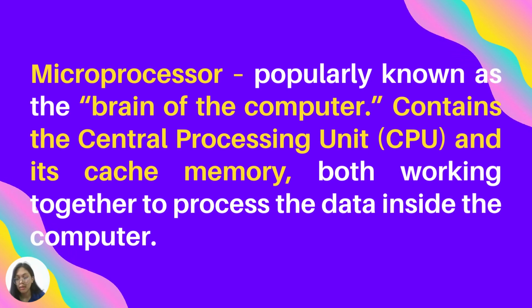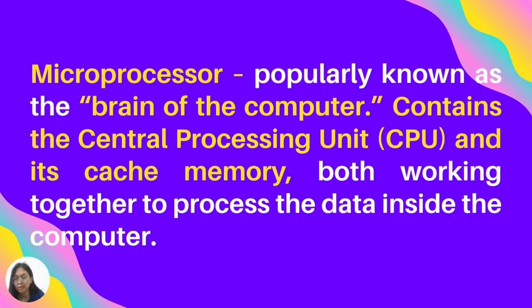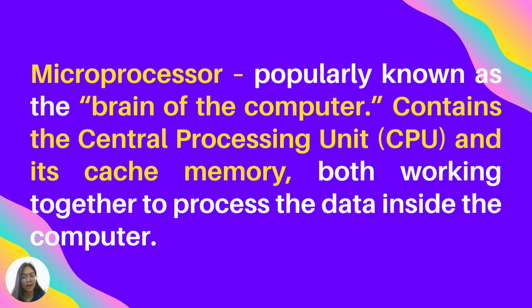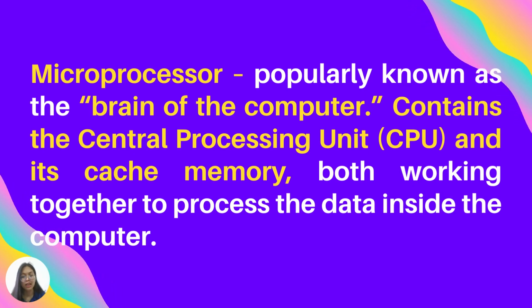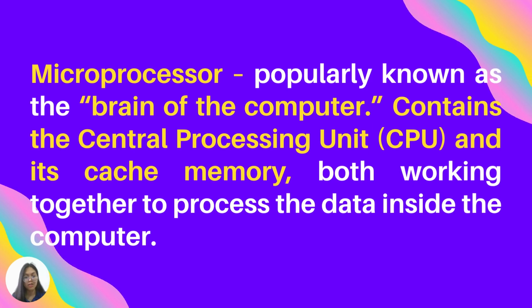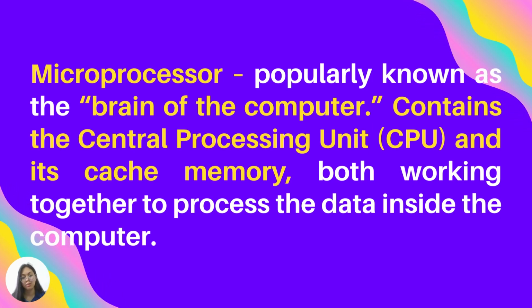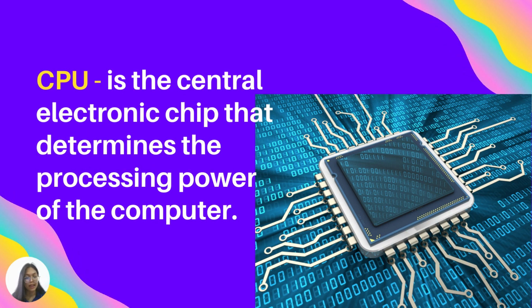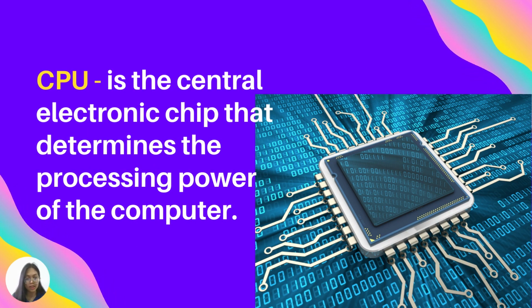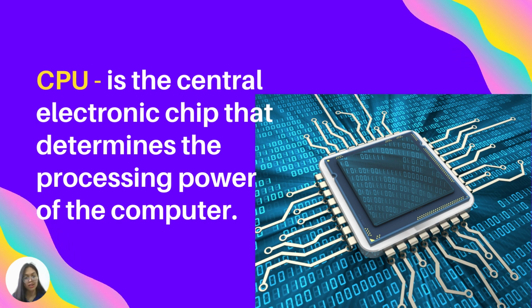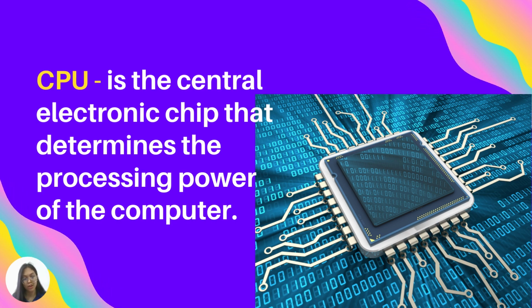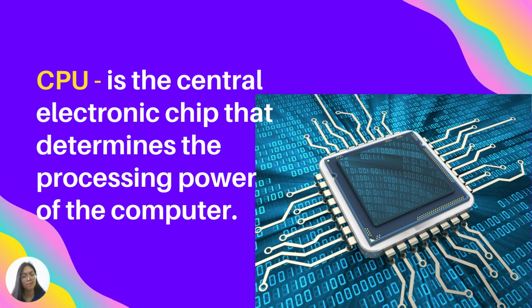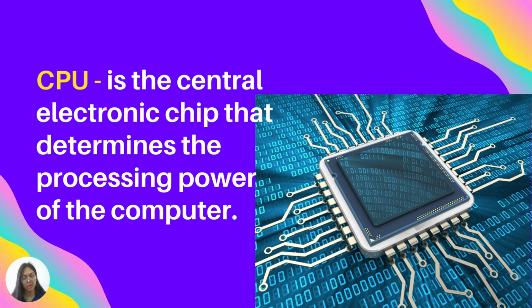So, bakit nga ba siya brain of the computer? Dahil it contains central processing unit and its cache memory. Ang central processing unit and cache memory both work together to process the data inside the computer. Again, CPU is central processing unit, and it is the central electronic chip that determines the processing power of the computer. Gaya ni RAM or ni random access memory, ang CPU ay non-permanent memory.